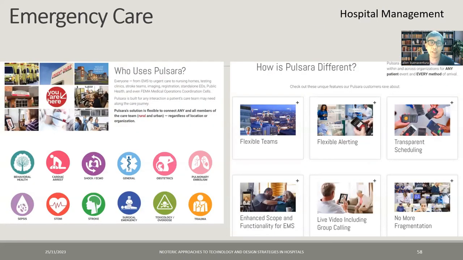Another is the communication network mobile app that helps facilitate the streamlined care coordination across inter-organizational care teams. So this is an application which is Pulsura. It is used for emergency management, and it is used by clinicians.